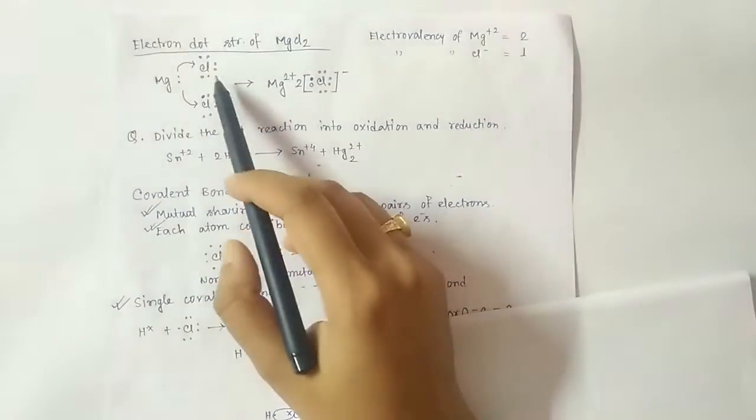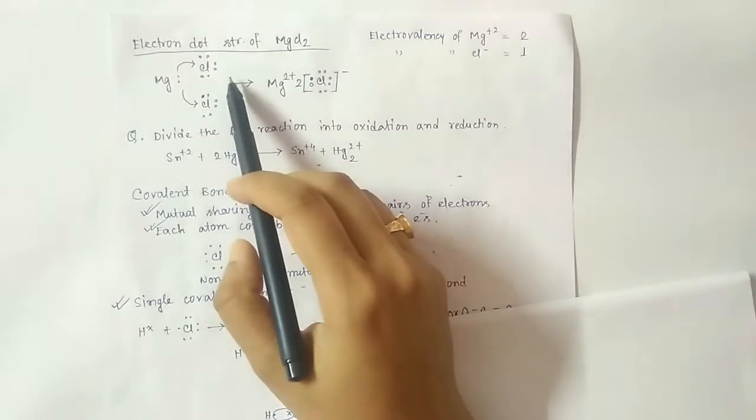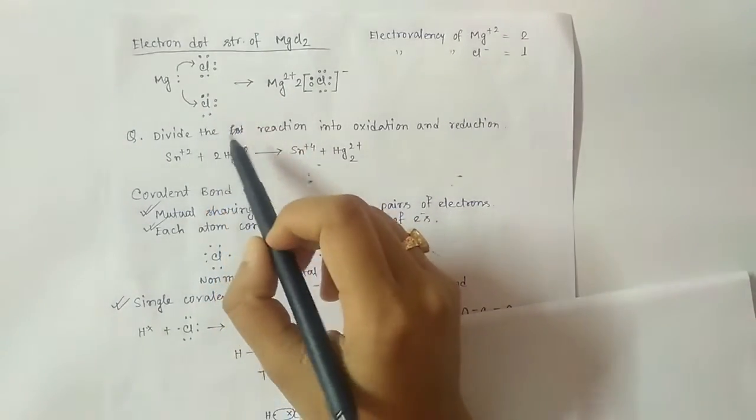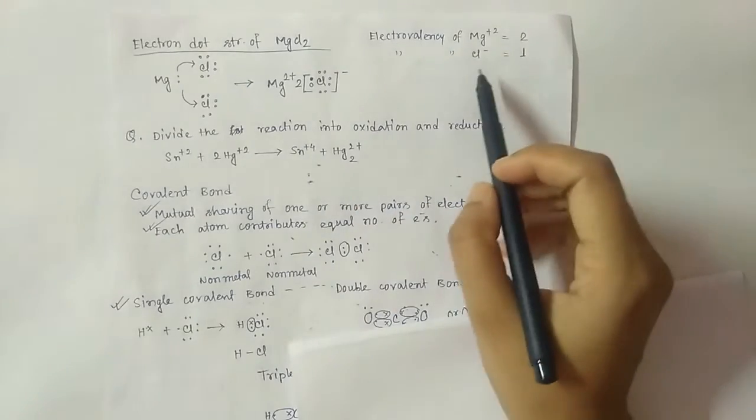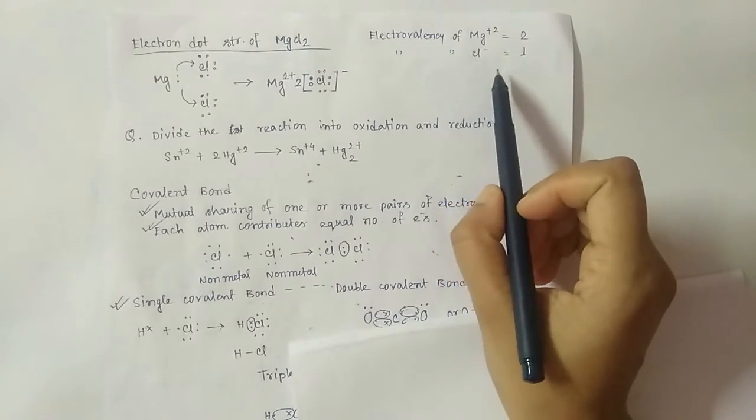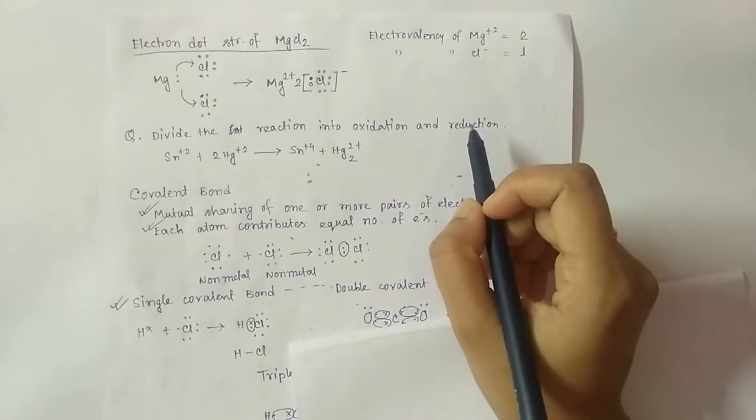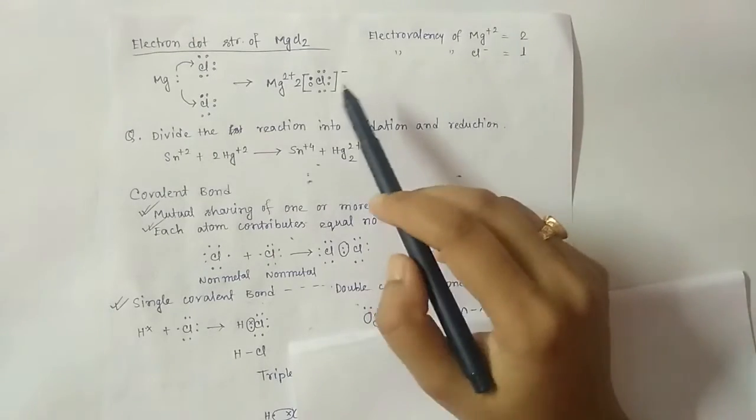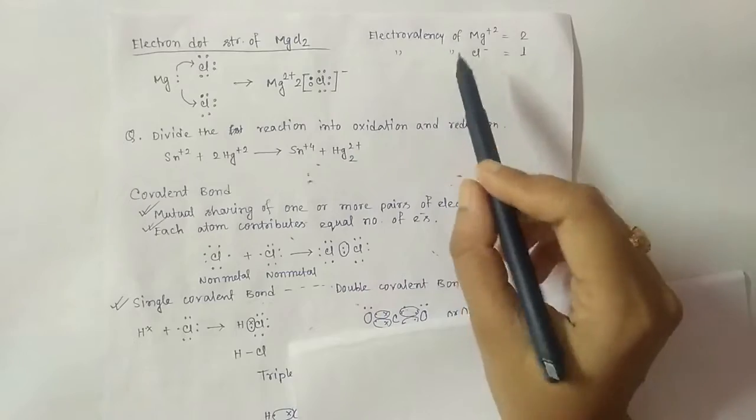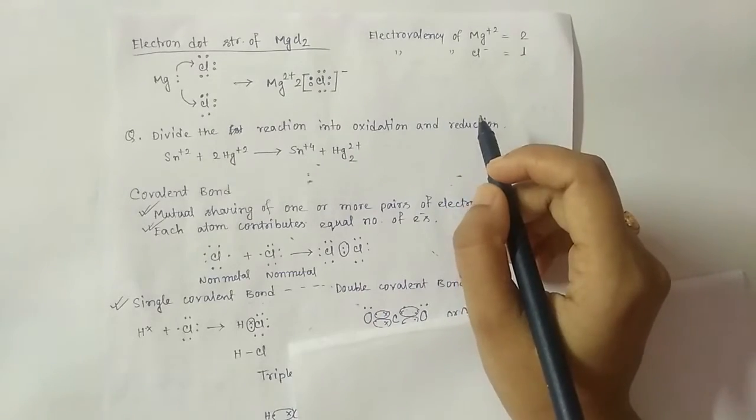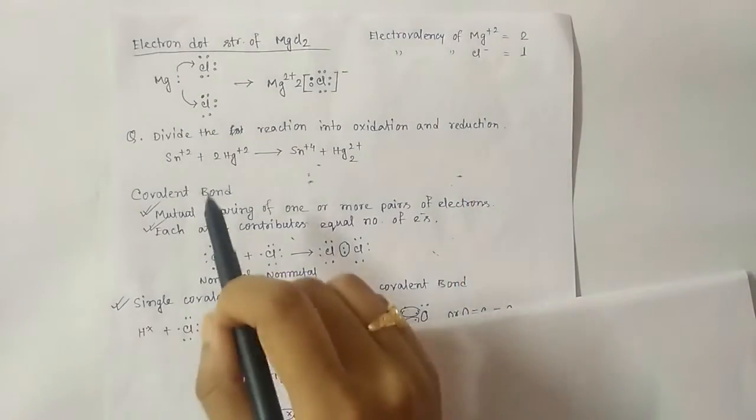The electrovalency of chlorine minus will be 1, because there are 2 chlorine atoms and they both accept 1 electron each. That is why the electrovalency of the chlorine atom will be 1. So I hope you understand what electrovalency is and how to draw the electron dot structure of different ionic compounds. So next, let's move on to the question.